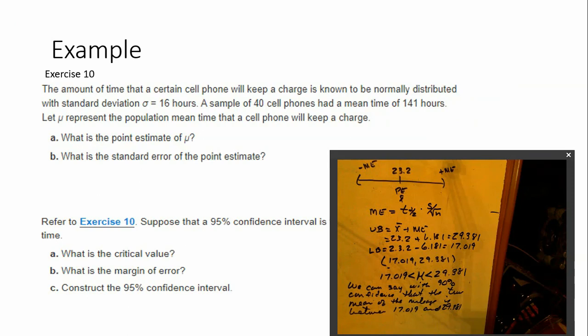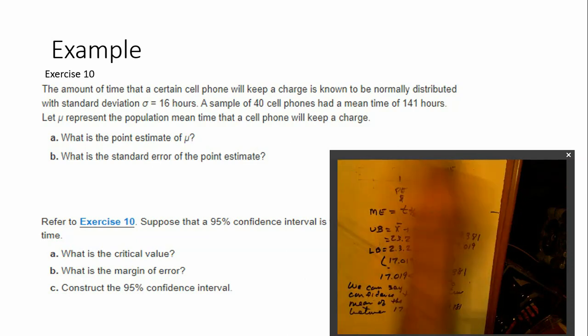The amount of time that a certain cell phone will keep its charge is known to be normally distributed with standard deviation sigma equal to 16 hours. A sample of 40 cell phones had a mean time of 141 hours. Let mu represent the population mean time that a cell phone will keep a charge. What is the point estimate of mu?